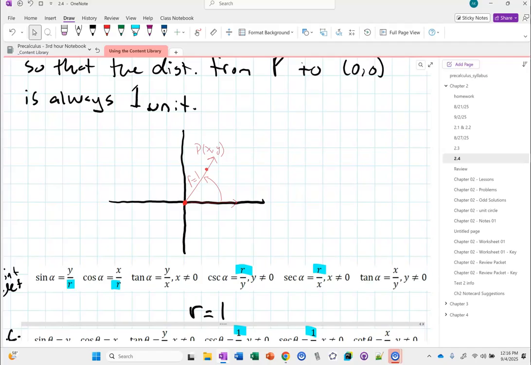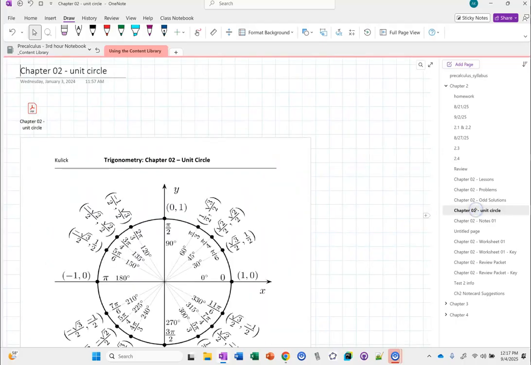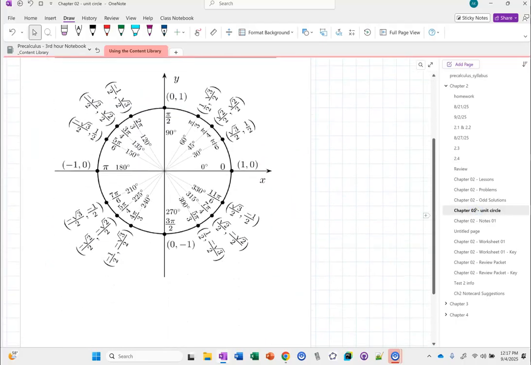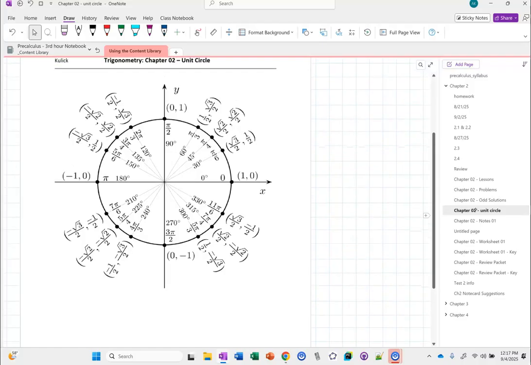So what we're going to do with that unit circle is figure out all the values for sine and cosine, for all the xy's that correspond to angles whose reference angle is either 30, 45, or 60 degrees or multiple thereof. That is what this picture is illustrating.